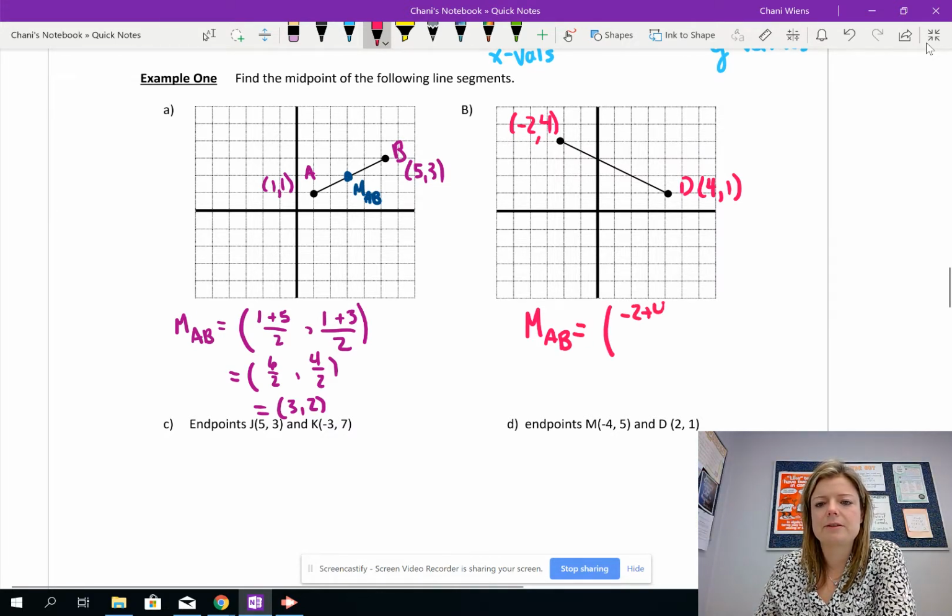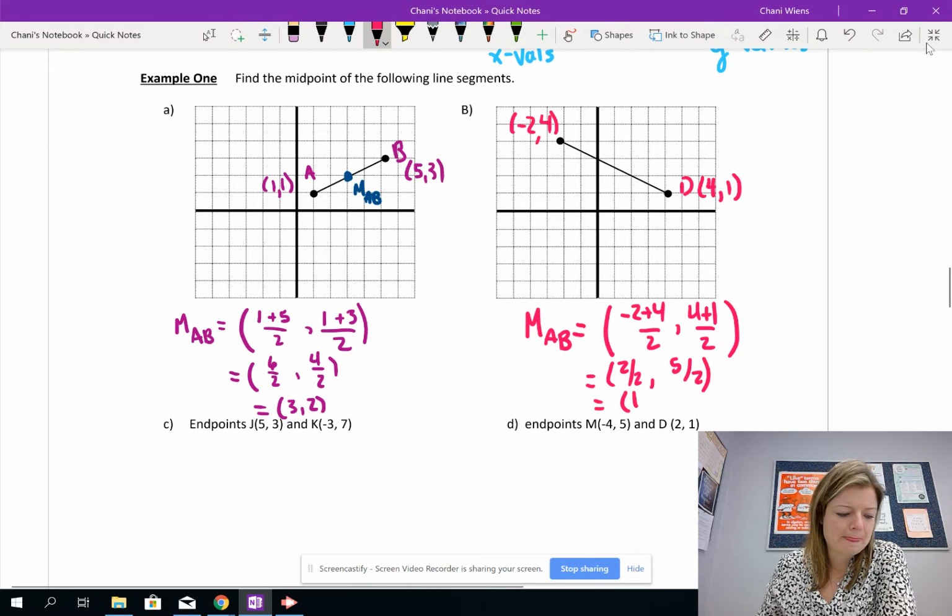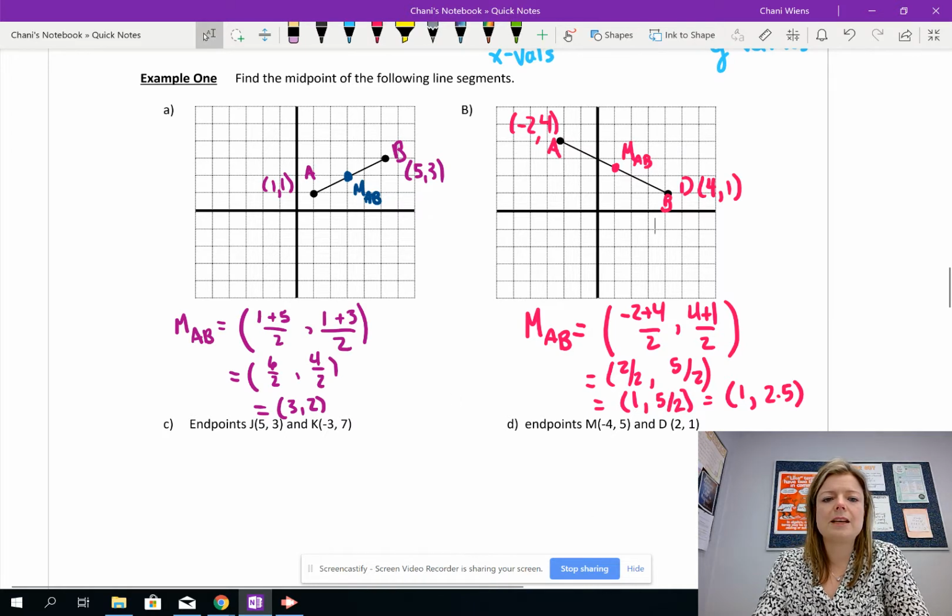So you get -2 plus 4 over 2 and 4 plus 1 over 2. You're just finding the average. So that's 2 over 2 and 5 over 2. Okay, so 2 over 2 is 1. And then 5 over 2, you can leave it as 5 over 2. Or since it makes a perfect decimal, you can make it 2.5. So let's make sure this looks right. So 1, 2.5, yes, that does look like the midpoint of A, B, where this is A and this is B.